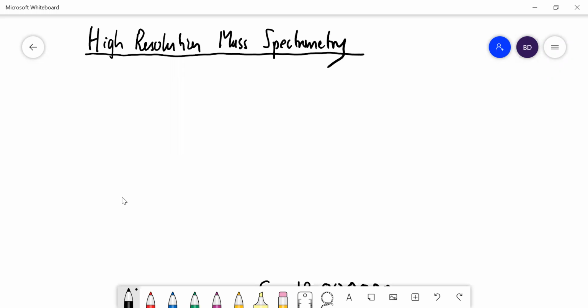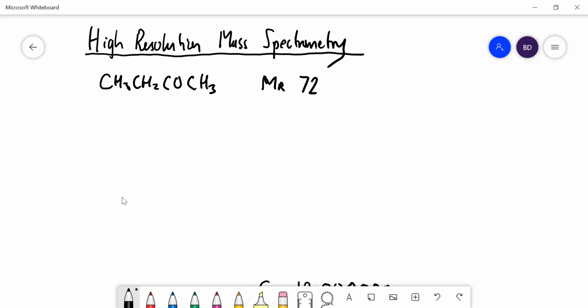Okay, we're going to look at high resolution mass spectrometry. Let's just think about normal mass spec first of all. Let's say you've got butanone. The Mr of that is 72.